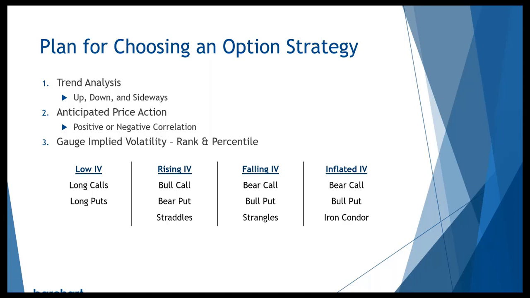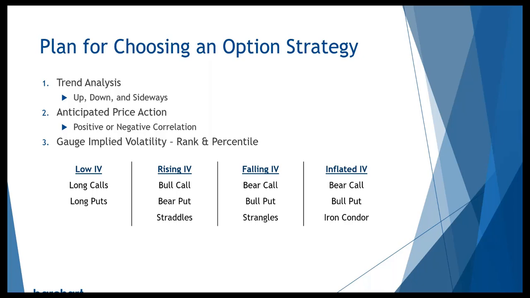If I'm thinking I'm coming into a falling implied volatility environment, then maybe I'll do some bear calls or bull put strategies. Or again, I could maybe sell a strangle, try to capture as the market comes into a low implied volatility environment from a high implied volatility. Could I also sell straddles? Yeah, I could do that as well. I'm just trying to keep it simple here.